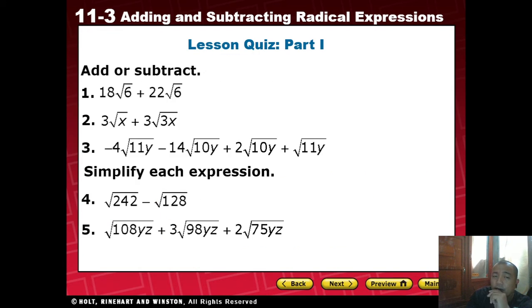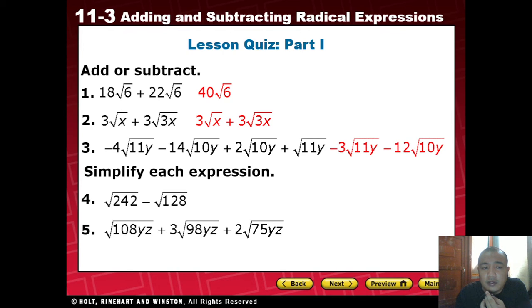So for our quiz part 1, subtract the following for 1 to 3, and simplify each expression for number 4 and 5. So I need your solution for this. Okay, I'll just provide the answer. For number 1, 40 square root of 6. For number 2, 3 square root of x plus 3 square root of 3x. You cannot combine that anymore. They are unlike radicals. For number 3, negative 3 square root of 11y minus 12 square root of 10y.